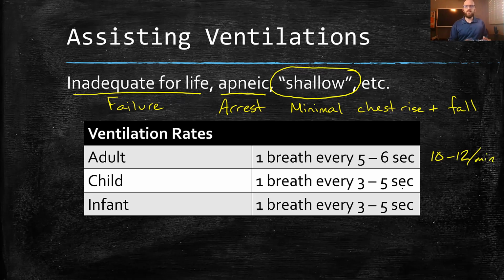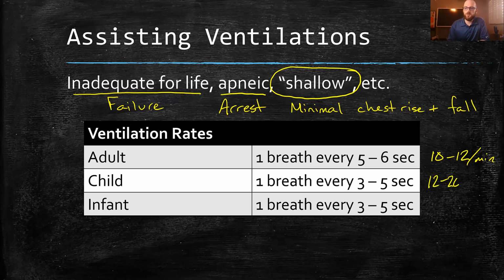On the infant and child, it's one breath every 3 to 5 seconds. They're burning off their oxygen a lot faster, so we need to supplement it more quickly, more regularly. So we're going to do one breath every 3 to 5 seconds. We're still going to squeeze that bag over 1 second. 1, 2, 3. Squeeze. 1, 2, 3. So still delivering it over 1 second, still just looking for chest rise and fall. We're just going to do it a little bit more often.